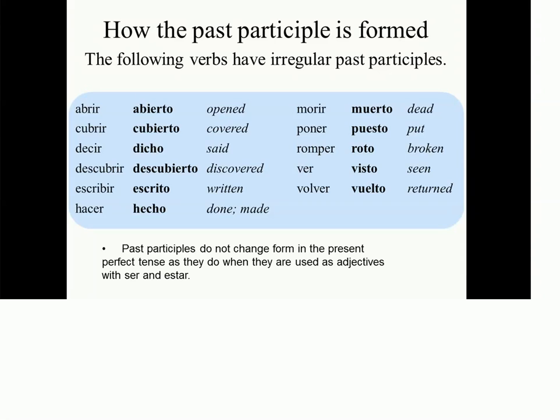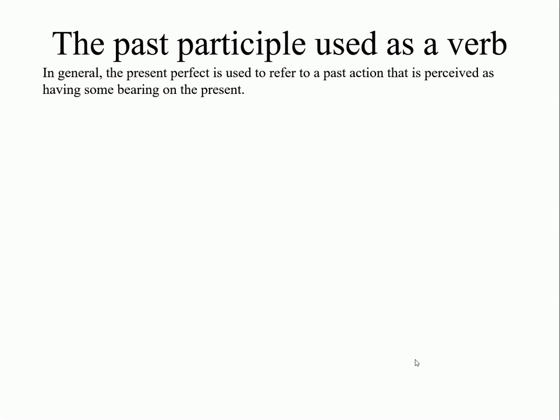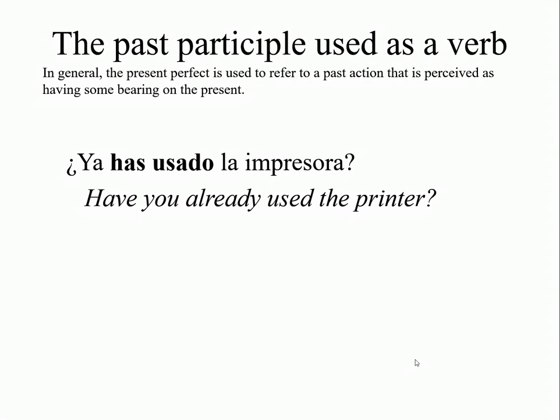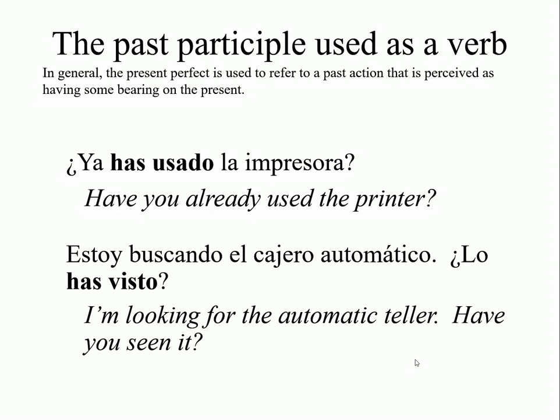Past participles do not change form in present perfect tense as they do when they are used as adjectives with ser and estar. In general, the present perfect is used to refer to a past action that is perceived as having some bearing on the present. ¿Ya has usado la impresora? Estoy buscando el cajero automático. ¿Lo has visto?